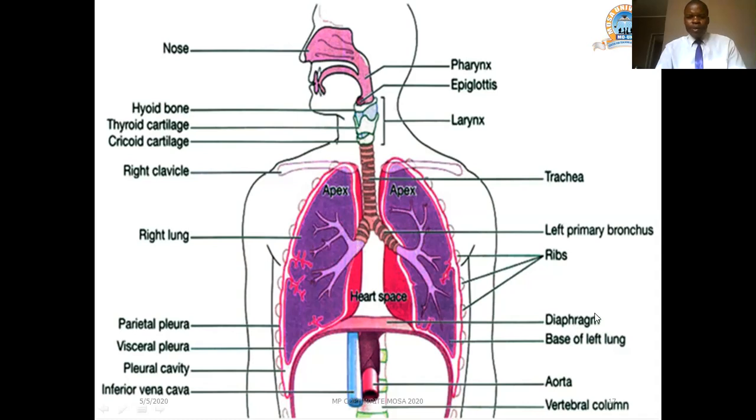We have the diaphragm, with the heart space in here, the mediastinum. We have the ribs, the left primary bronchus, and the trachea. We have the apex of the lungs, the larynx, the epiglottis, and the pharynx. So here are some of the important structures that you need to know. You can find time and get familiarized with them on your own.